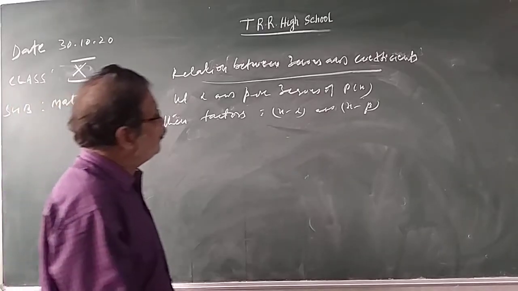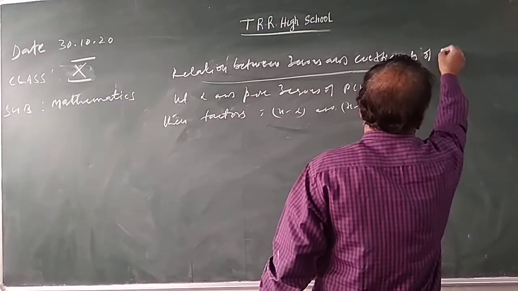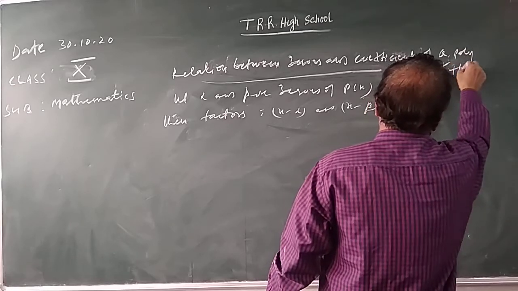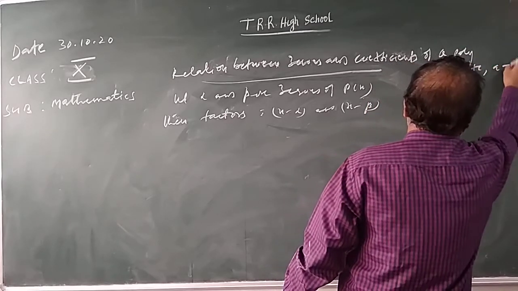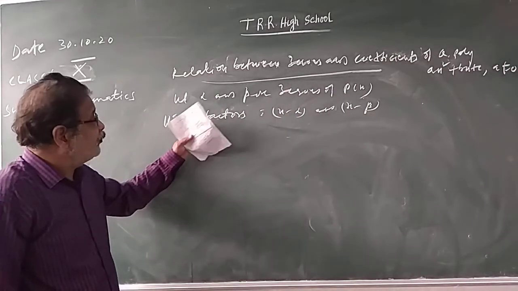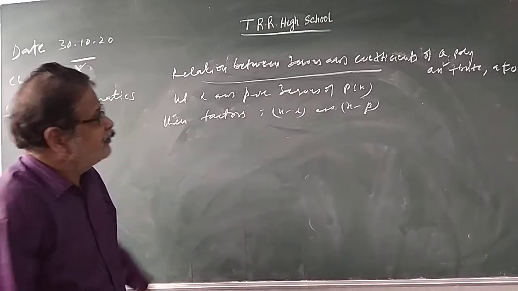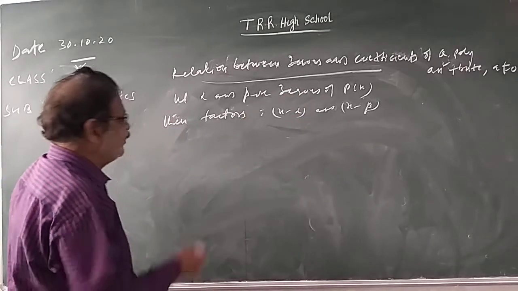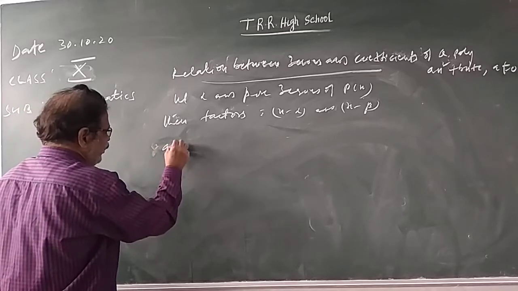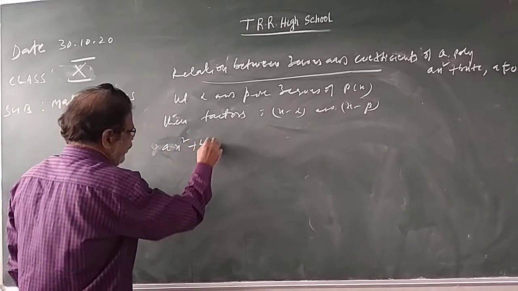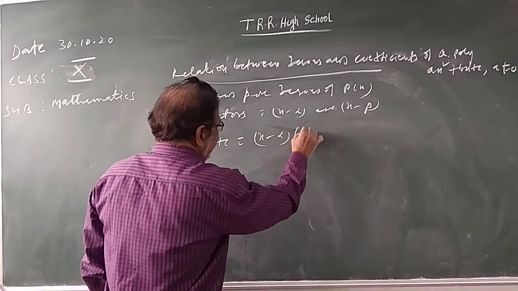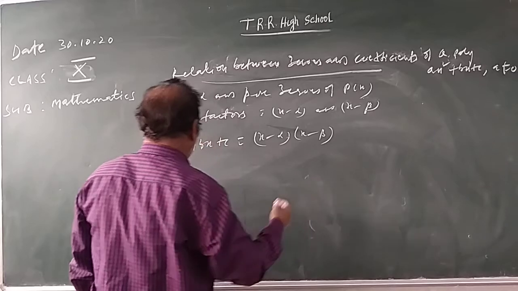The relation between zeros and coefficients of a quadratic polynomial. What is a quadratic polynomial? Ax square plus bx plus c. So it has two zeros, alpha and beta. So alpha and beta are the zeros of p of x, and its factors are x minus alpha and x minus beta. So the quadratic polynomial ax square plus bx plus c has factors x minus alpha, x minus beta.